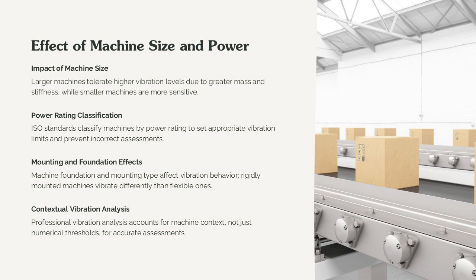Engineers must also consider machine foundation, mounting, and operating speed. A rigidly mounted machine will exhibit different vibration behavior compared to a flexible or skid-mounted machine. Understanding these factors ensures that vibration standards are applied correctly and consistently. Professional vibration analysis always accounts for machine context rather than relying solely on numerical thresholds.